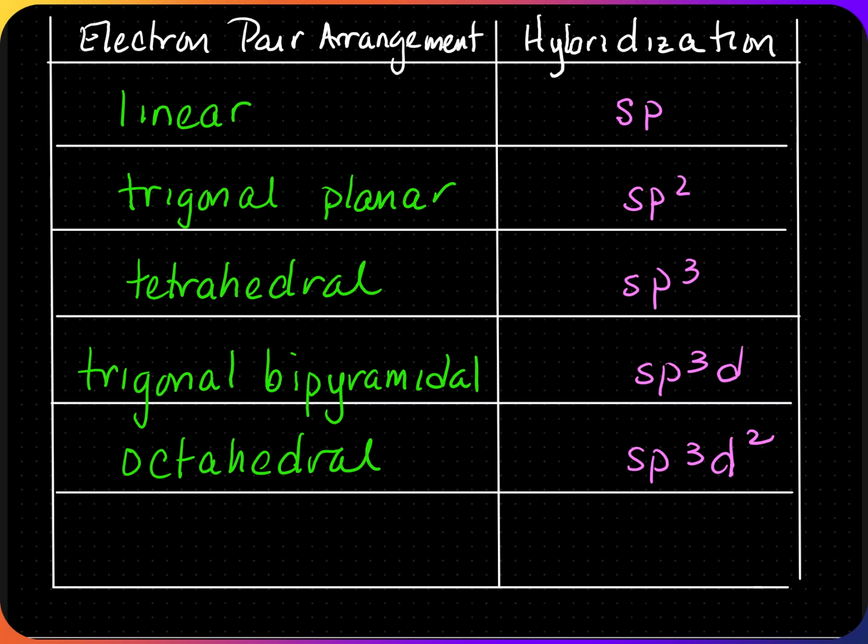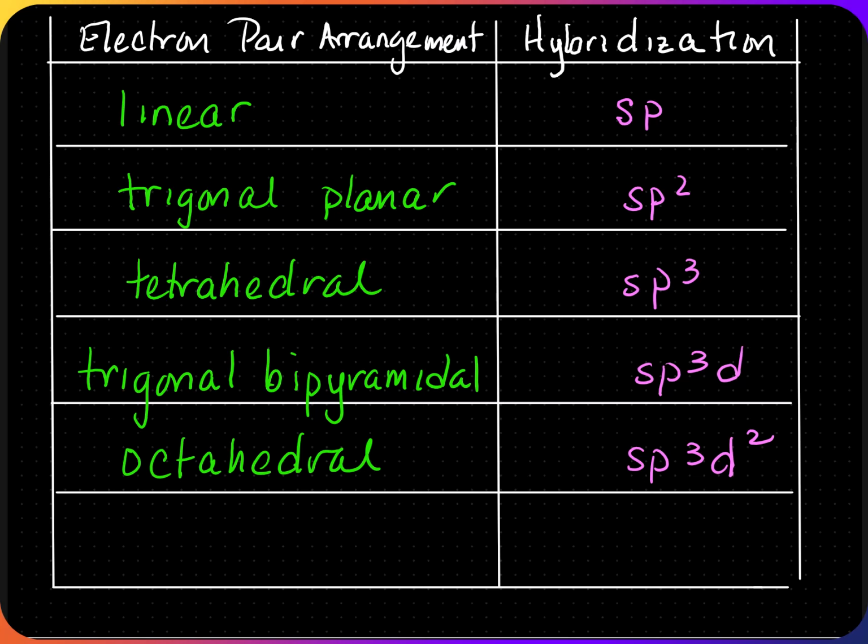Trigonal planar electron pair arrangement is 3. You could have 3 bonds, 0 lone pairs, that adds up to 3, or you could have 2 bonds and 1 lone pair, and it also adds up to 3. So you must have an s and then a p and p. That's 3: sp2.